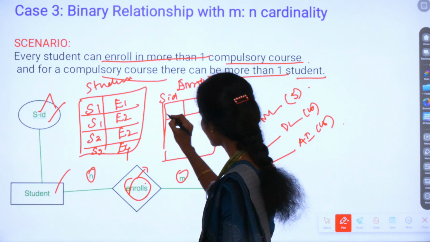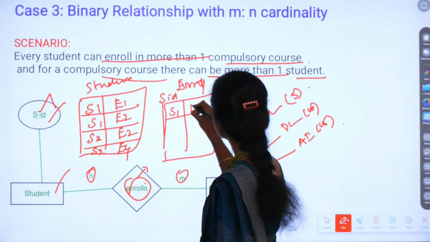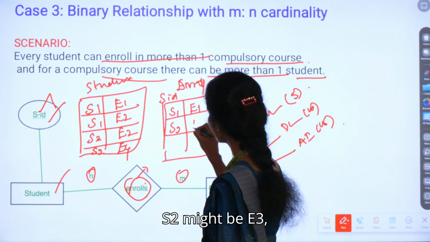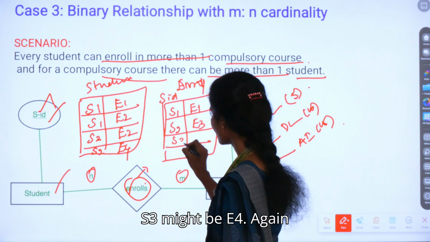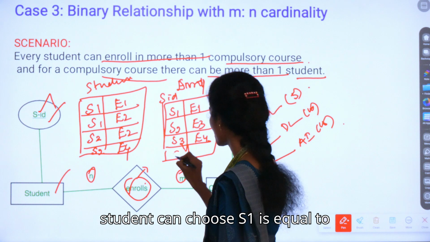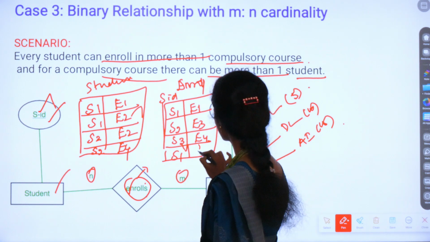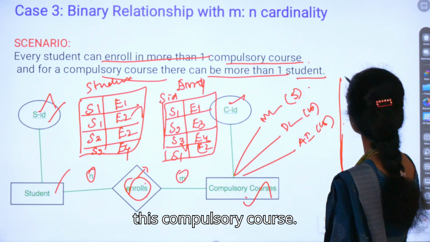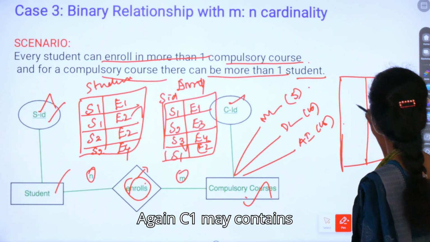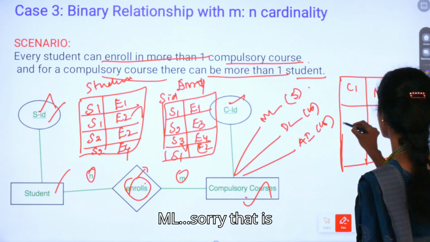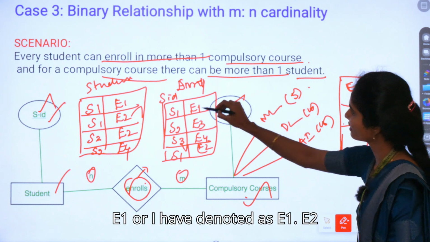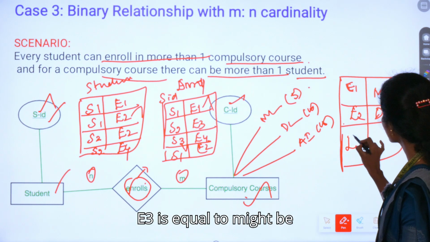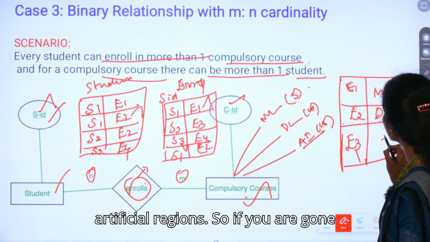Student ID S1, course ID is E1, S2 might be E3, S3 might be E4. Again the student can choose S1 equal to E2. So again I am going to draw the relation table for this compulsory course. Again C1 may contain ML, that is E1, already denoted as E1. E2 is equal to DL, E3 is equal to might be artificial intelligence.